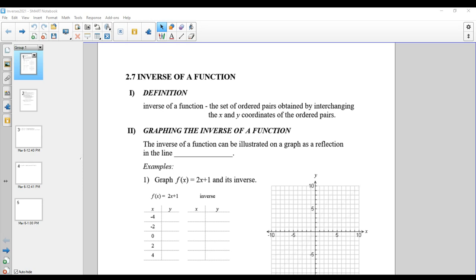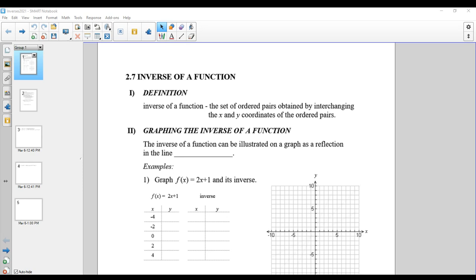And I'm going to describe it this way. The inverse of a function is a set of ordered pairs obtained by interchanging the x and the y coordinates of the ordered pair. So x becomes y and y becomes x. They do a bit of a trade, is what we're saying.